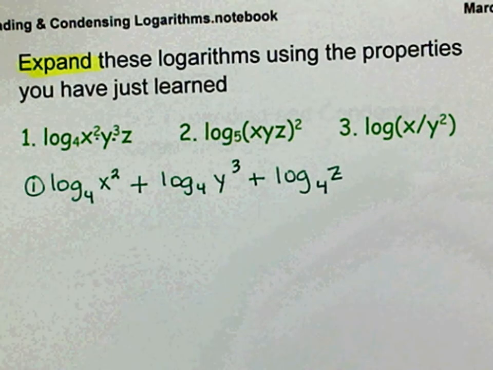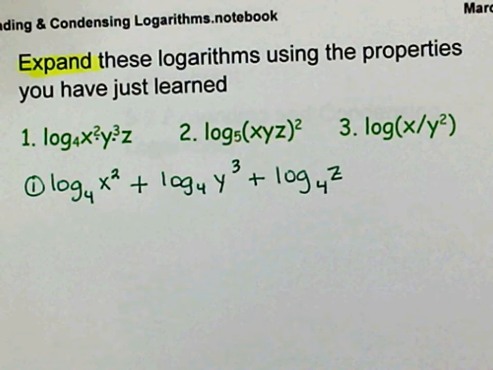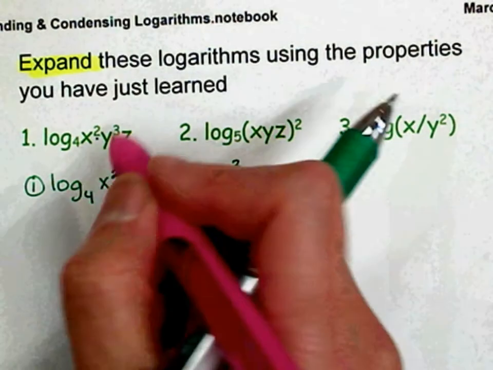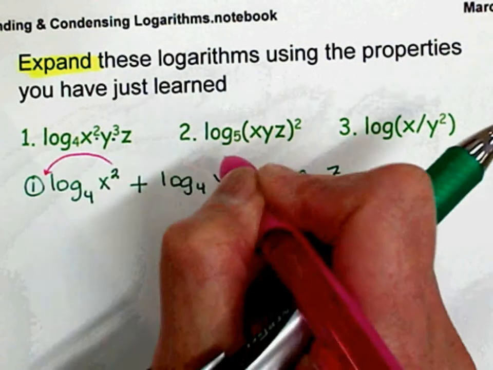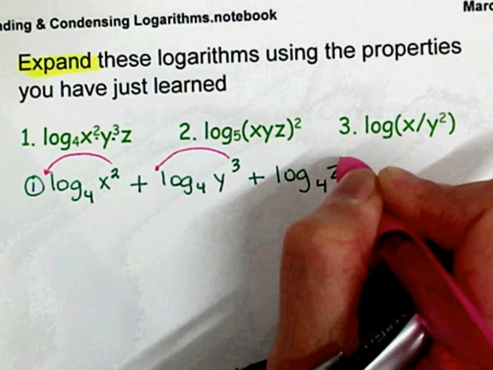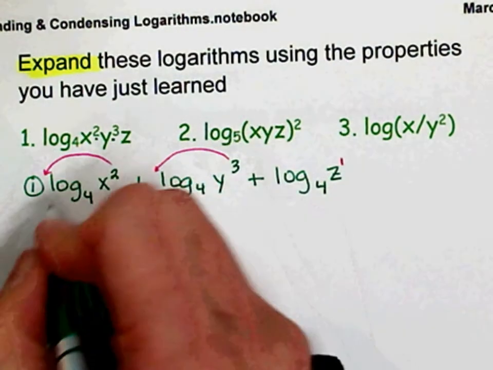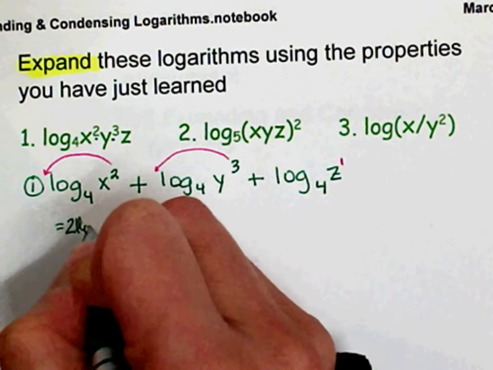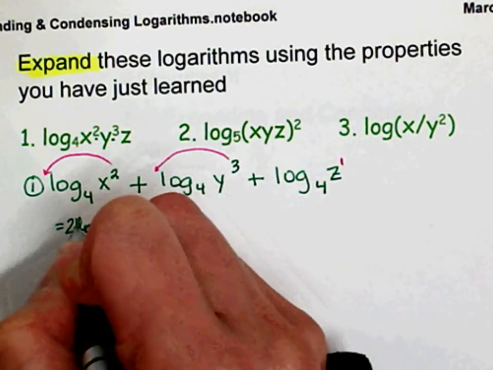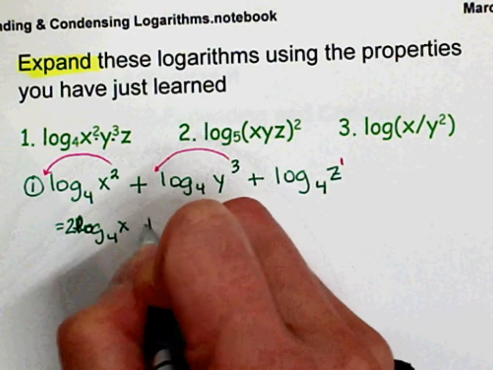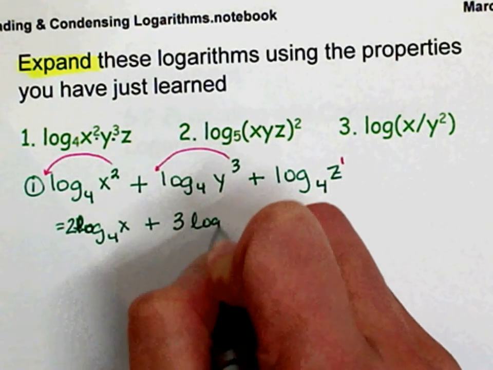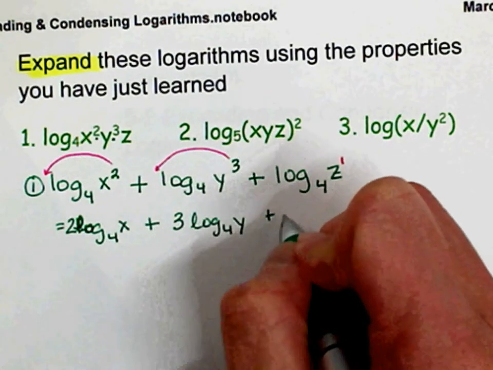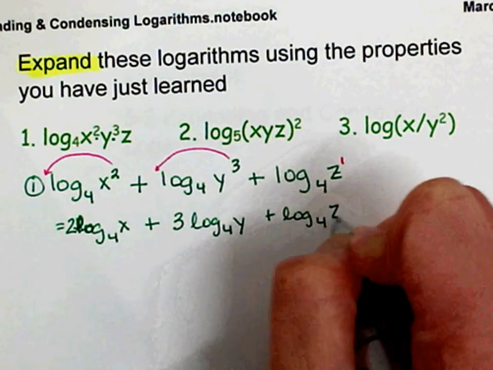Okay, you are not finished. It says to expand using the properties you just learned. You see the exponent? Move it to the front. That's an understood one. So now you have 2 log base 4 of x, plus 3 times log base 4 of y, plus log base 4 of z. Okay, so there's number 1.